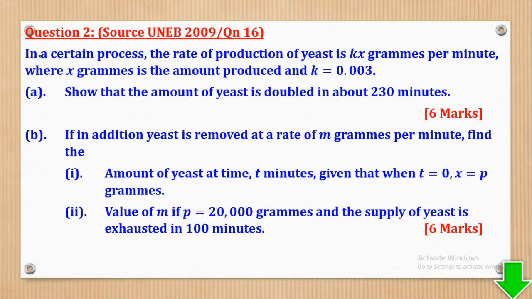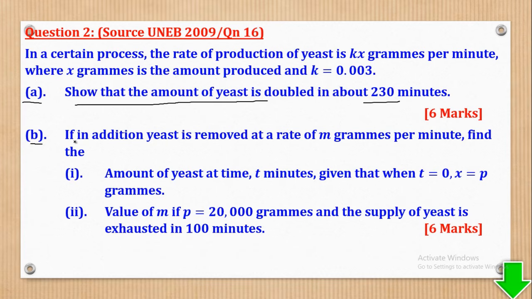So now we shall go to question 2, which came from UNEB 2009 paper 1 question 16, and says in a certain process, the rate of production of yeast is kx grams per minute. You know this word per minute, where x grams is the amount produced and k is equal to 0.003. Part A, show that the amount of yeast is doubled in about 230 minutes.